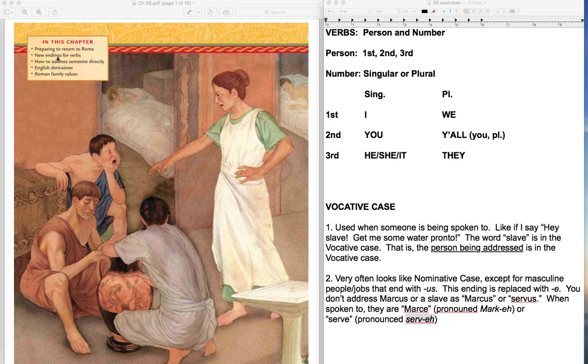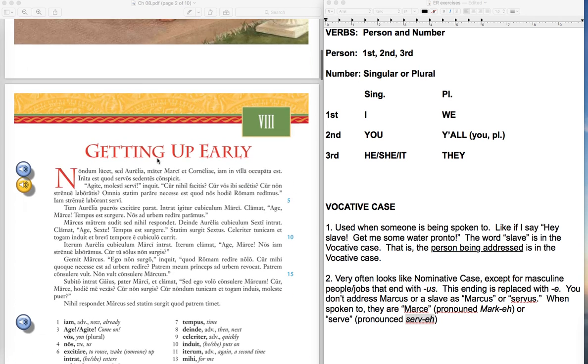What is in chapter 8? Preparing to return to Rome. That's the story. Aurelia gets up and starts hassling the slaves to stop being lazy. And look at this guy here. He's like, whatever. And then this guy's like, hey, look, we're pretending to polish this vase, this amphora right here. And Marcus and Sextus, privileged youth that they are, are still asleep while the slaves are getting up. But this is Roman life. What can you do? This is Roman life.